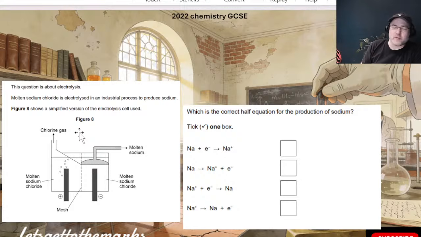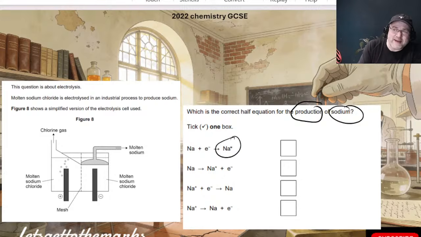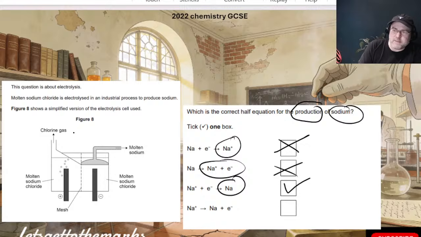Which is the correct half equation for the production of sodium? Again, look for the cheat code. Production of sodium. Which of these shows sodium being made? Well, not that. That's a sodium ion. Well, not that. That's a sodium ion and an electron. Ions are not the same as the element sodium. That is the only one that shows sodium being made.